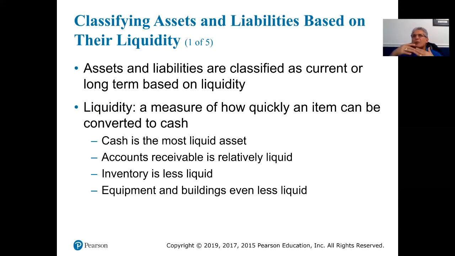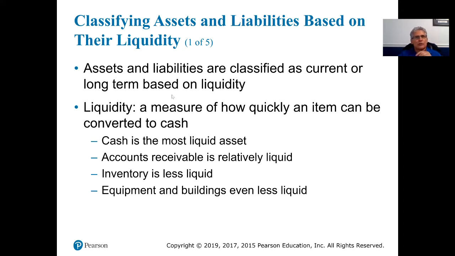Okay, I already started to talk a little bit about this to begin with, but now we're going to talk a little bit more specifically. Classifying assets and liabilities based on their liquidity. Assets and liabilities are classified as either current or long-term based on liquidity. Liquidity is a measure of how quickly an item can be converted to cash.